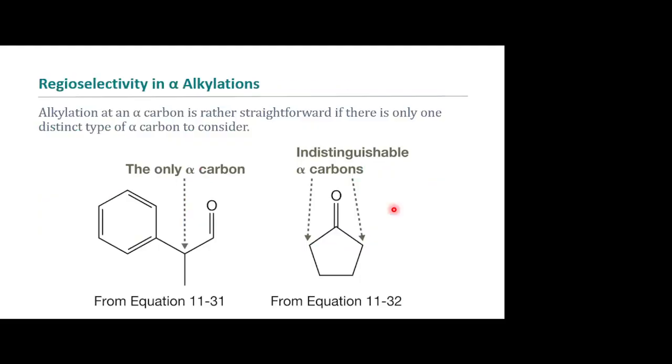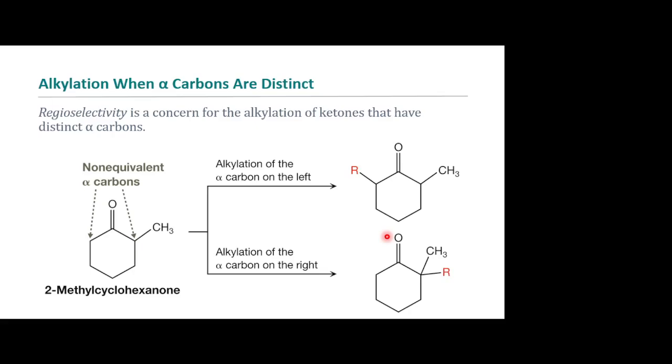So the alkylation on an alpha carbon is going to be straightforward if there's only one distinct type of carbon to consider. For example, right here we have the aldehyde, right? And so there's only that one spot and that one carbon we have to deal with. Okay. This right here, the alpha carbons are indistinguishable. So ultimately, we only have one we have to actually consider. Okay. But what if we have two completely different ones? Well, then things become important in terms of these non-equivalent alpha carbons. They're going to have regioselectivity.